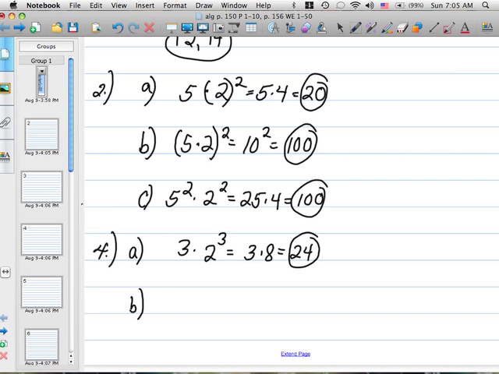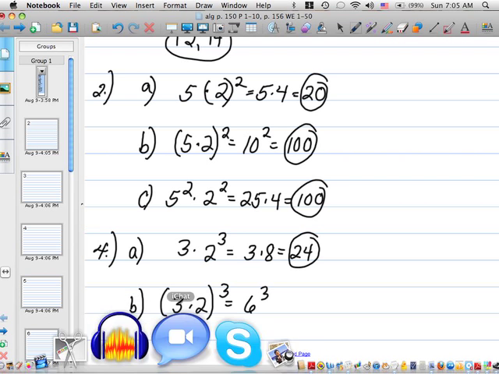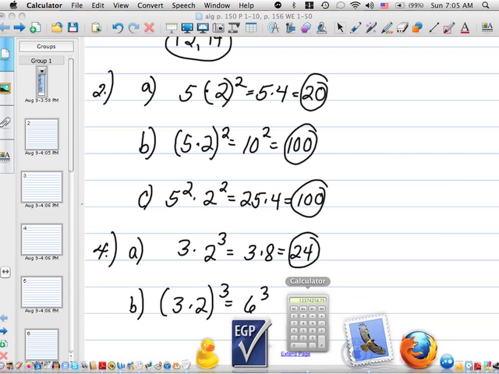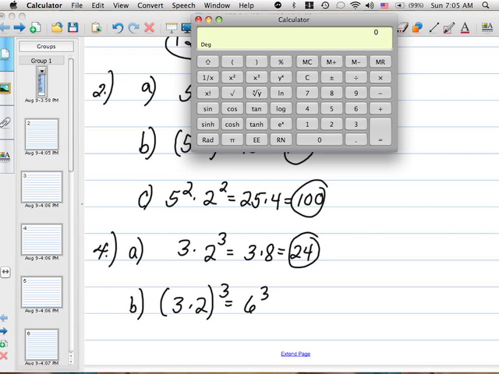Skip a line. B, we have the quantity, x times y, 3 times 2, taken to the third power. 3 times 2 is 6. We're going to take it to the third power. If you don't know what the third power of that is, find your calculator. So 6 to the third power is 216.